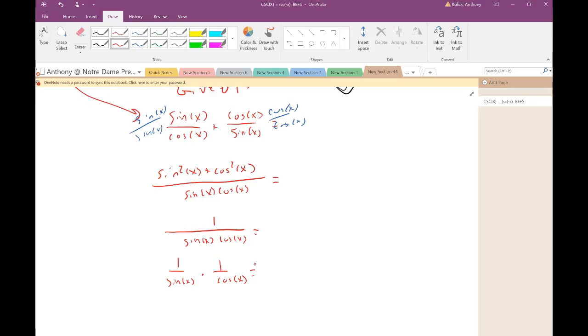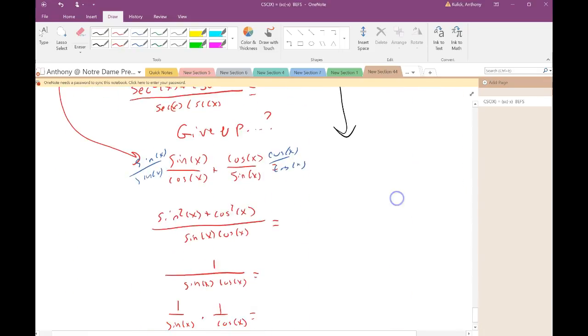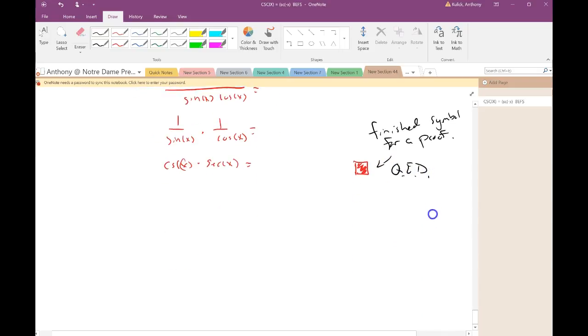And what's 1 over sine x? Cosecant. And what's 1 over cosine? Secant. And what do we have now? The same thing, right? Well, we did a proof, right? This is the finished symbol for a proof. You could write QED there also. That's fine.